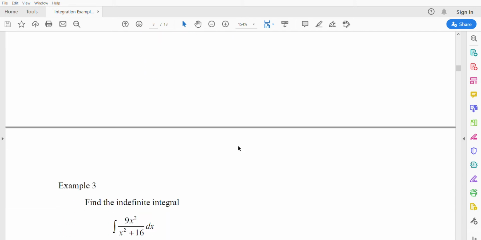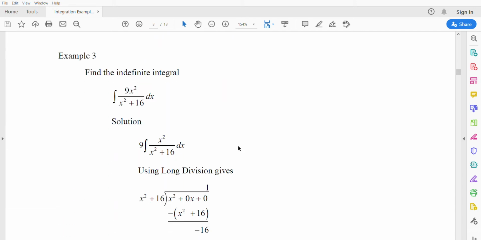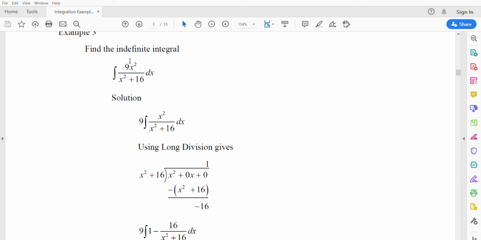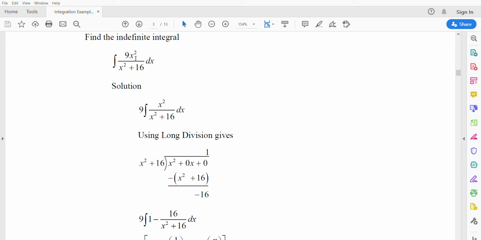Let's take a look at the next example. The next example is kind of like the previous one. The only difference here is instead of having a plain old x, I have an x squared. Now for this one, since the exponent on top happens to be equal to the exponent on bottom, I'm going to do a long division problem first. This is something that we have seen a long time ago with integrals, and that was if the exponent on top is equal to or greater than the exponent on bottom, then we have to divide this.